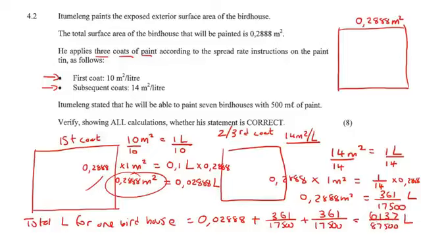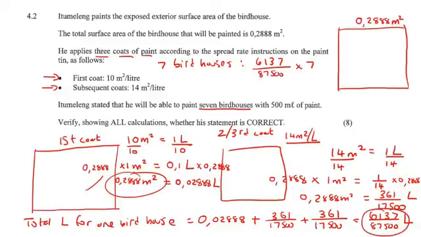Now Ntumeleng says that he would be able to paint 7 birdhouses. So let's see how many liters of paint he would need. It's going to be 6137 over 87500, and then you multiply that by 7, because this is for one birdhouse. That's going to give us 0.49096 liters.